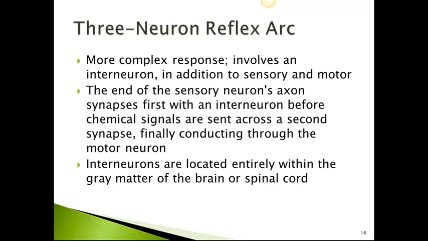A three-neuron reflex arc is a little bit more complex in response and involves an interneuron in addition to the sensory and motor neurons. The end of the sensory neuron's axon synapses first with the interneuron before chemical signals are sent across a second synapse, finally conducting through a motor neuron. Interneurons are located entirely in the gray matter of the brain and the spinal cord.